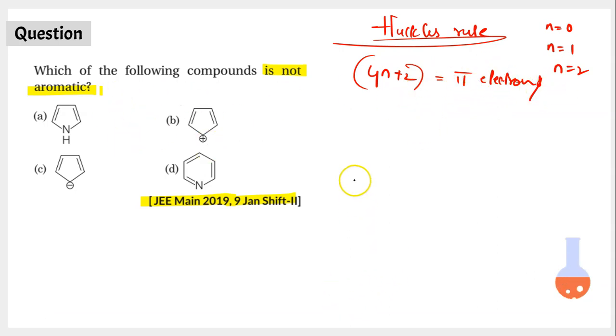I know you're pretty much confused. Let's take one example. I'm talking about benzene. Benzene has got totally how many pi electrons? 3 double bonds is equal to 6 pi electrons. Fine.